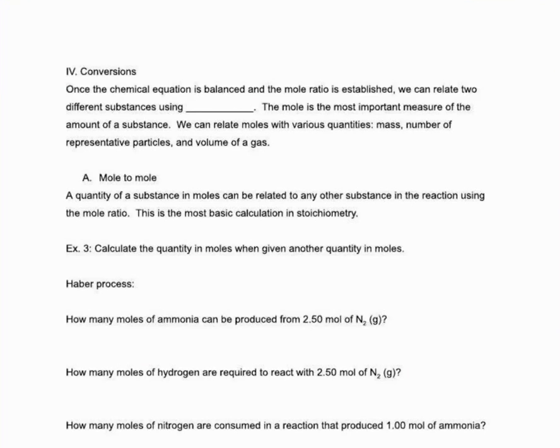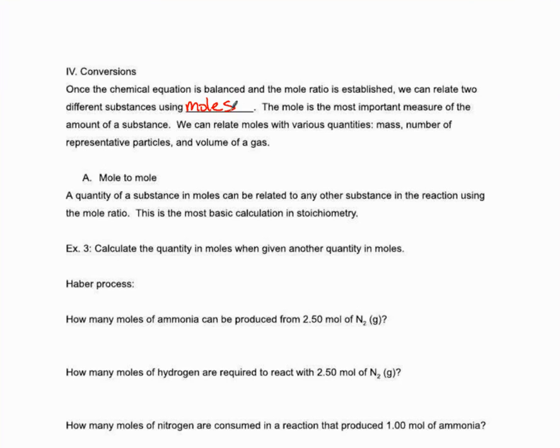So we are on page 4 and we're starting the section on conversions. The way that this section works, there are a lot of different ways we can use stoichiometry and the conversions. I have them broken down by type. Once the chemical equation is balanced and the mole ratio is established, we can relate two substances using moles.